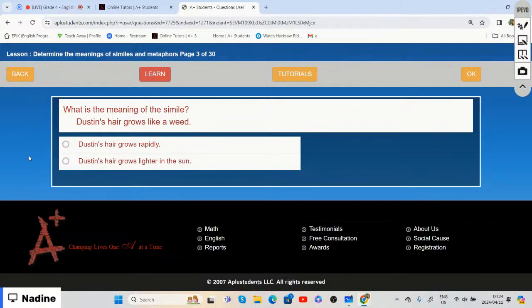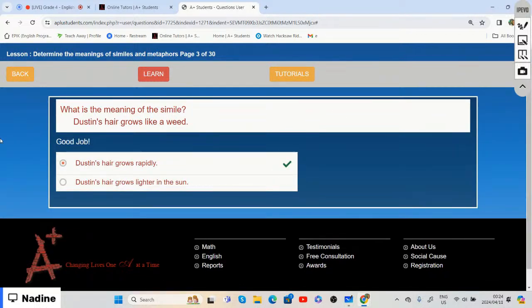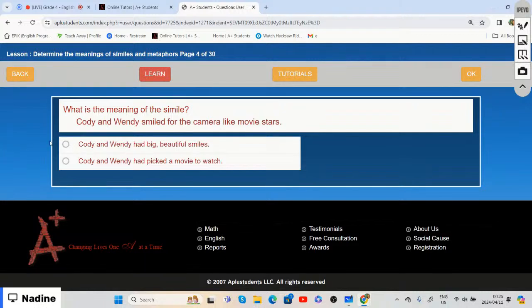All right, so what is the meaning of a simile? It says Cody and Wendy smile for the camera like movie stars. So Cody and Wendy smiled for the camera like movie stars. Does it mean that Cody and Wendy have big beautiful smiles?